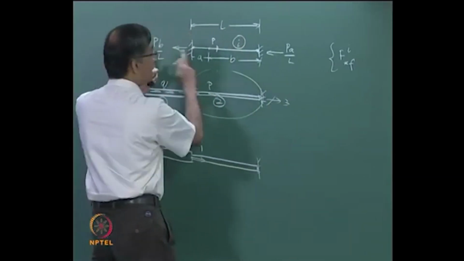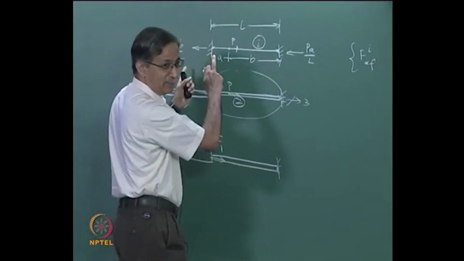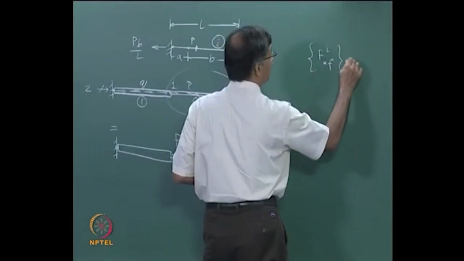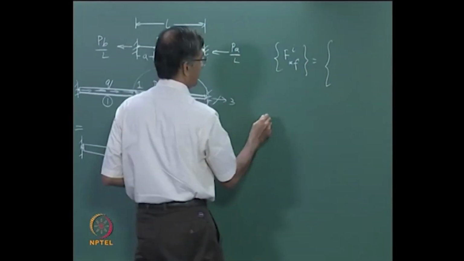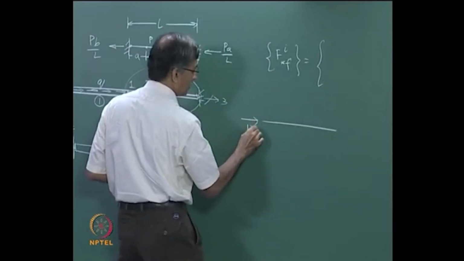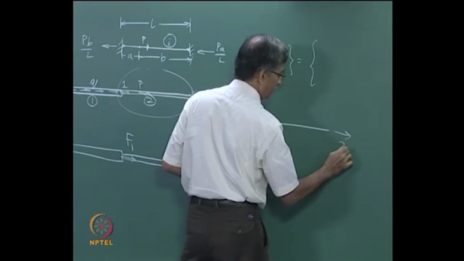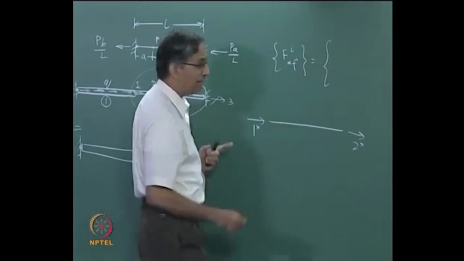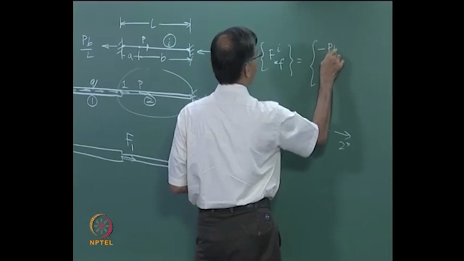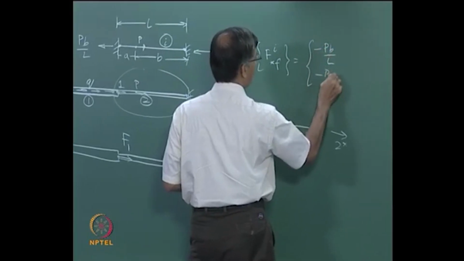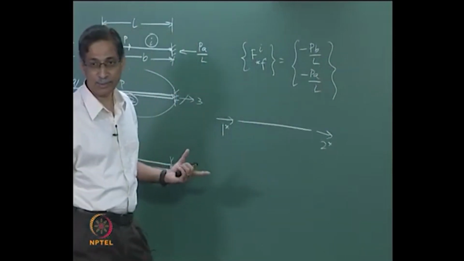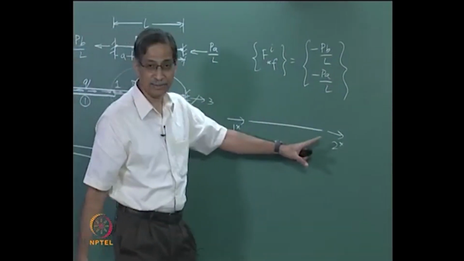Supposing this had 2 degrees of freedom, if you had 2 degrees of freedom, then you could have written this as, remember in the conventional stiffness method we had 1 star, 2 star, right. And so it was possible to write this as minus P B by L, minus P A by L. That was possible. You could accommodate 2 different values here.